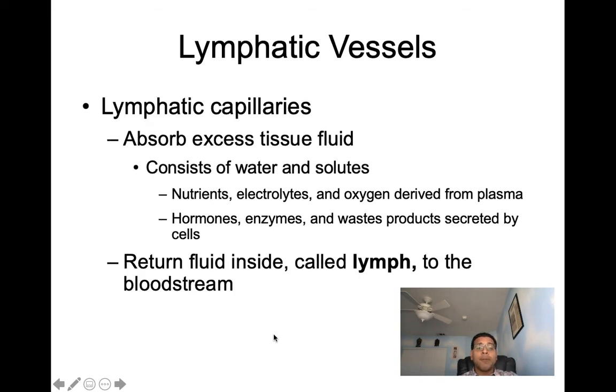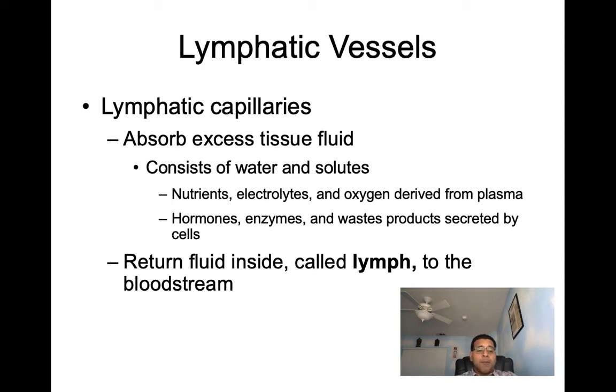Let's talk more about lymph then. So these lymphatic capillaries absorb excess tissue fluid, which we said is referred to as lymph. So these vessels we can see are going to return lymph back to the bloodstream. Now, this tissue fluid is mostly water, but it also contains solutes such as nutrients, electrolytes, and oxygen, which is derived from the plasma. There are also cellular products here, hormones, enzymes, and waste products that are secreted by cells. Again, this fluid is going to be called lymph.